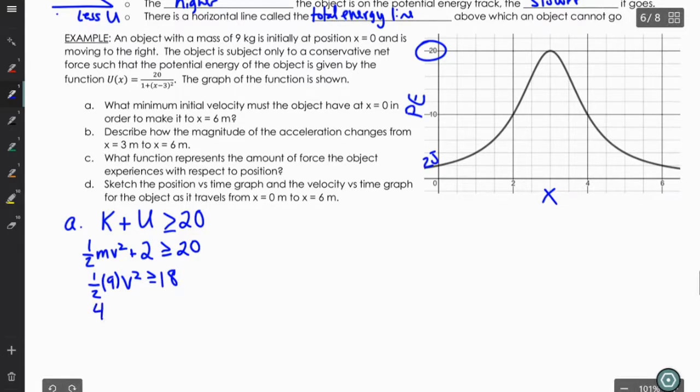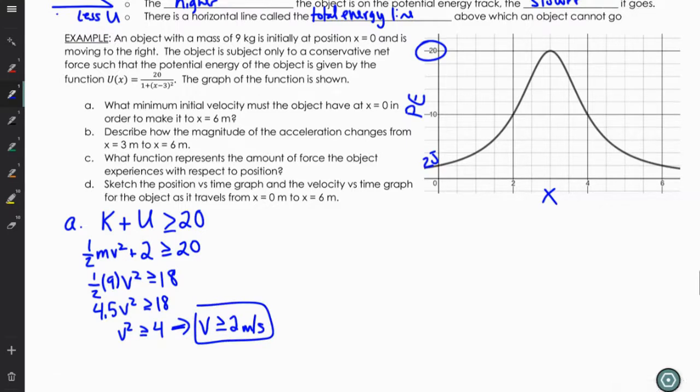And then this becomes 4.5 v squared is greater than or equal to 18. V squared is greater than or equal to 4, which means that my speed has to be greater than or equal to 2 meters per second. So I have to be traveling at least 2 meters per second to carry that energy up to the top here. All right.